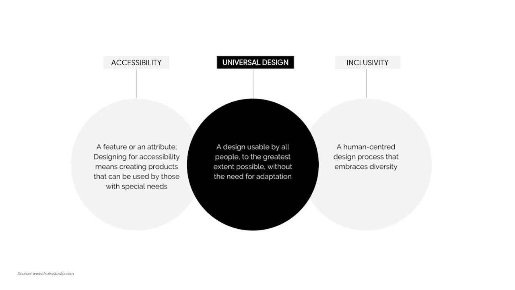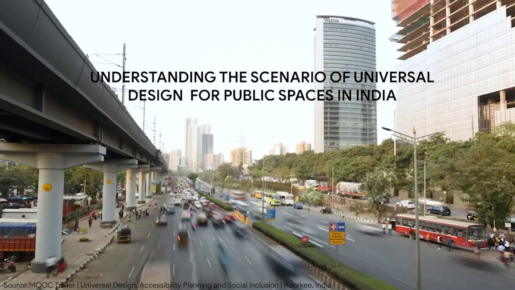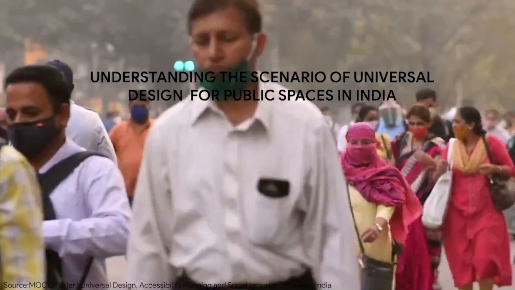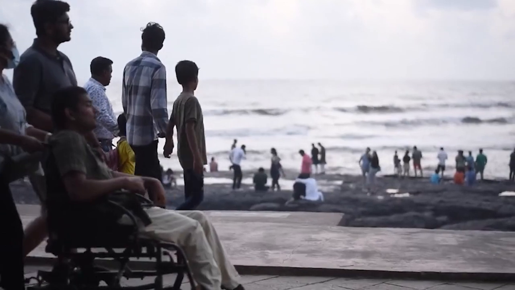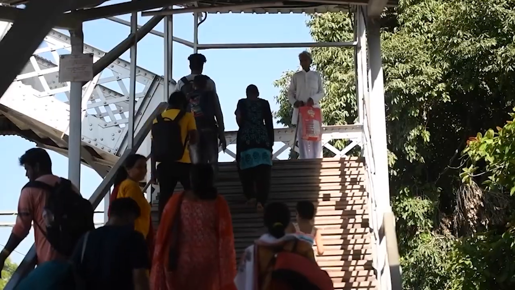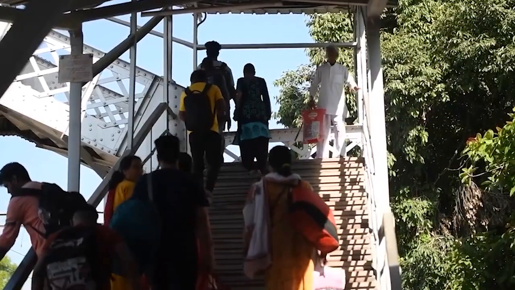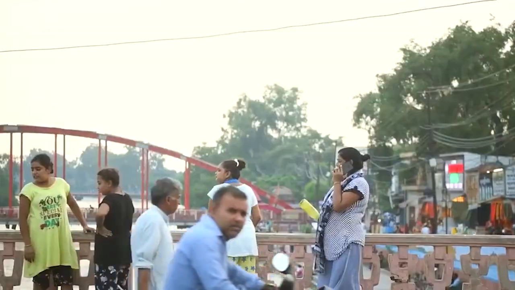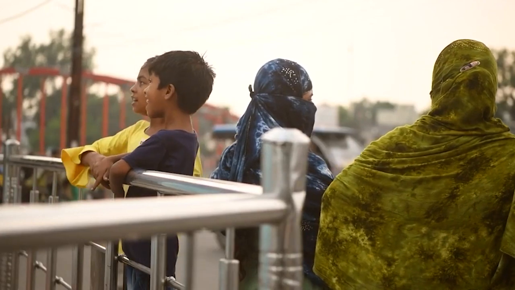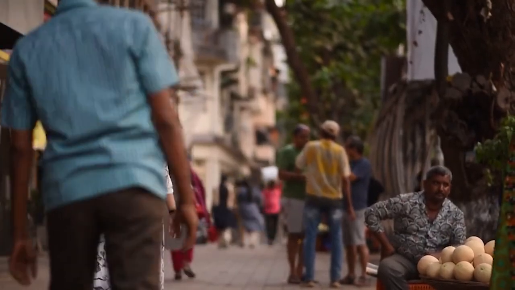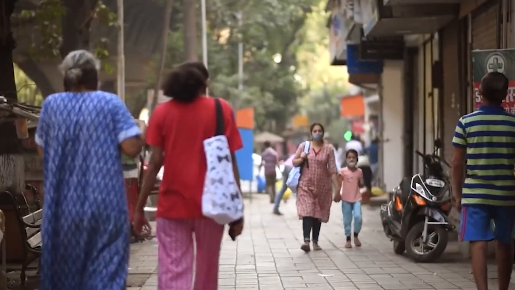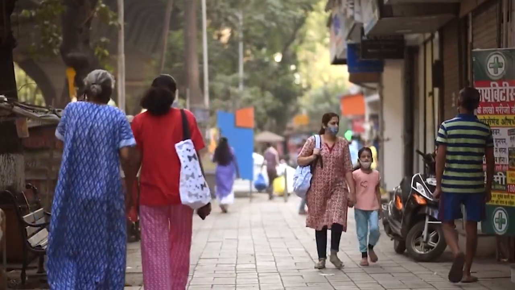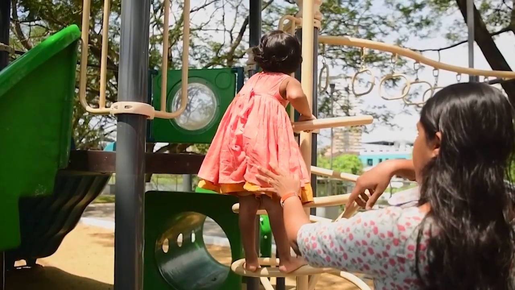Let's have a look at the scenario of universally accessible public spaces in India. More than 2.1% of Indians suffer from various kinds of disabilities. However, these numbers are high underestimates. Besides this, people with aging populations, women, children, and many others with various ailments and diseases, if you group together, form a significantly large number of dependent population across the world.